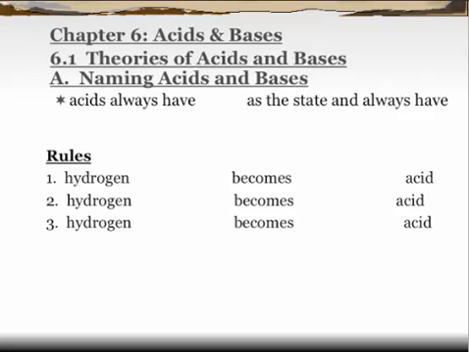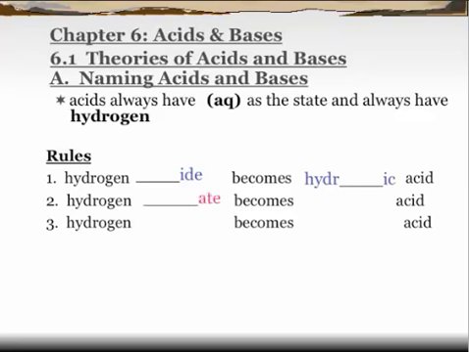Okay, so we're talking about acids and bases and theories of naming acids and bases. So acids always have aqueous as their state, and they always have a hydrogen. Okay, so our rules, these are found in our data booklet, but just as a review, if the second term ends in "ide," it now becomes hydro-whatever with an "ic" at the end, acid. If it ends in "ate," it becomes "ic" without a hydro, and if it ends in "ite," it becomes "ous."